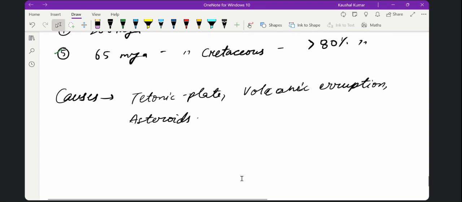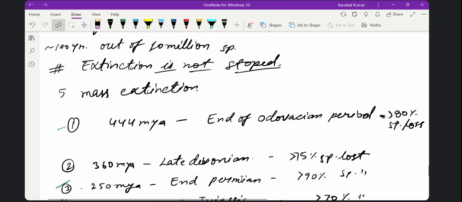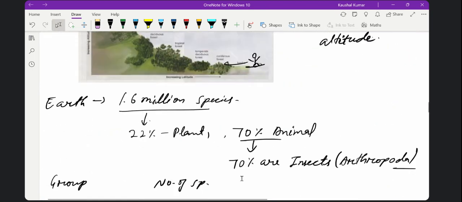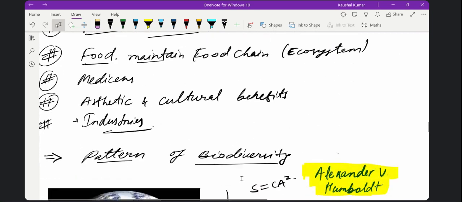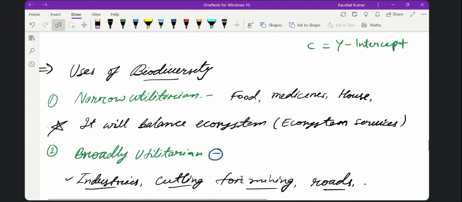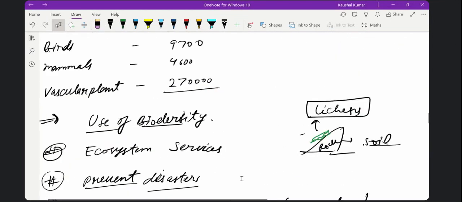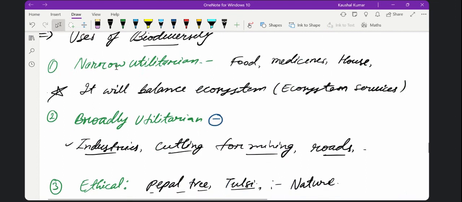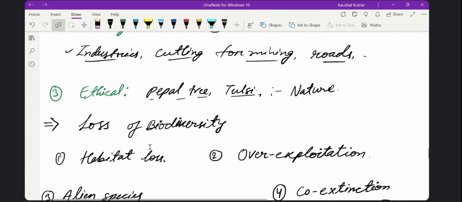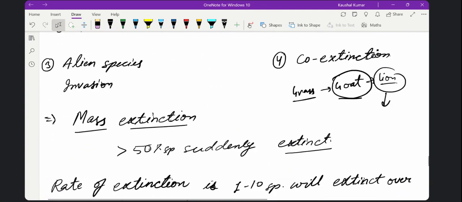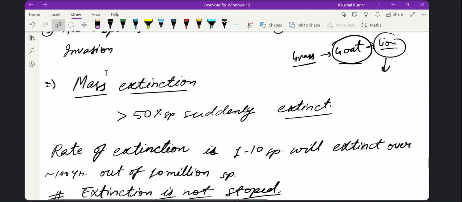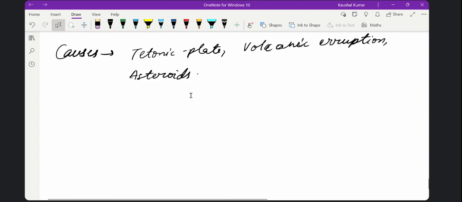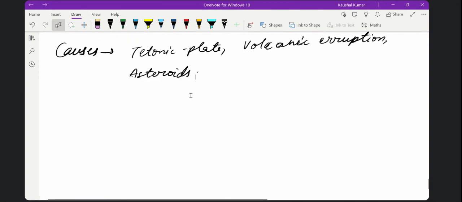In the next class we will continue with how we can protect this biodiversity. Till now in today's class we saw the uses of biodiversity, the pattern of biodiversity, the loss of biodiversity and its causes, and mass extinction, how species go extinct. Tomorrow we'll see how we can conserve the species. Tomorrow's class will be more important.